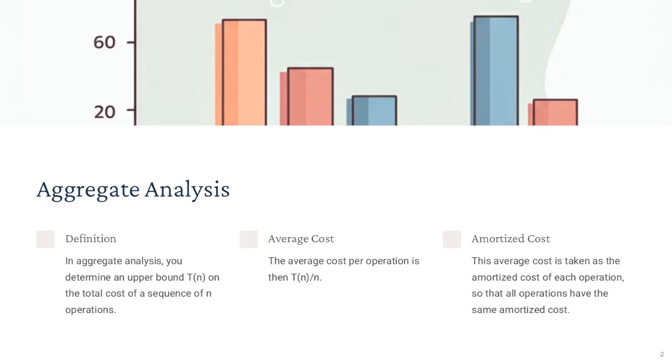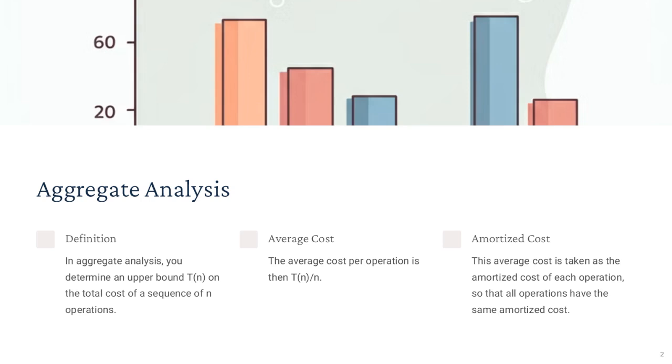Aggregate analysis is one of the primary techniques in amortized analysis. It involves calculating the total cost of a sequence of operations and then dividing this total by the number of operations to obtain the average cost. This average cost is taken as the amortized cost, ensuring that every operation in the sequence has the same cost assigned. For example, if a sequence of operations on a data structure has a total cost of T(n) = 10n, where n is the number of operations, then the amortized cost per operation is T(n)/n, or 10.